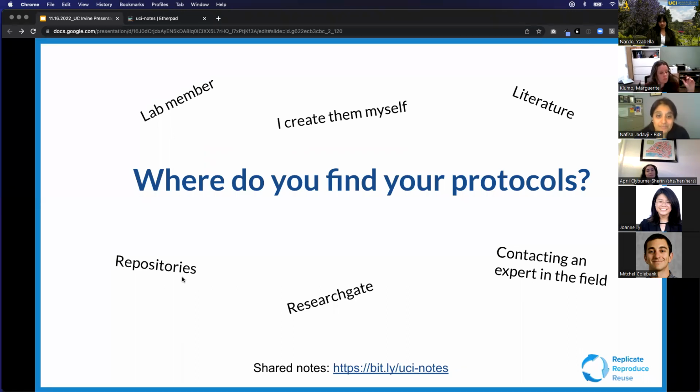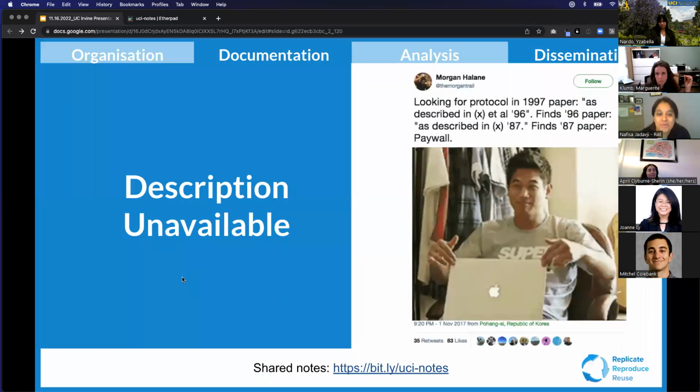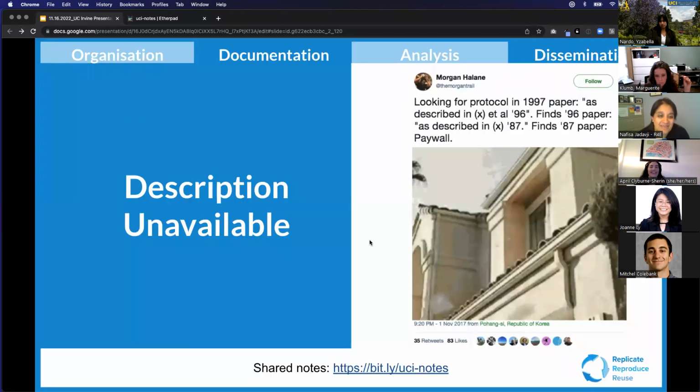So in terms of literature, next slide, I don't know how many of you have ever experienced this where you've read a paper and you think, oh, I'm going to use the protocol in this paper. So you go to the methods section and then you find that it cites another paper. We have this tweet here, and you're looking for a protocol in a paper that was published in 1997. And it says, as described in X et al. 1996 or reference number 96. So you go to the 96th paper and you see that it's described in this paper from 1987. And then you go to that paper that was published in 1987 and you hit a paywall. So you're not really finding this protocol, you're stonewalled. And so it can be quite frustrating.